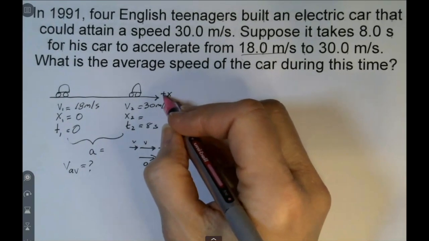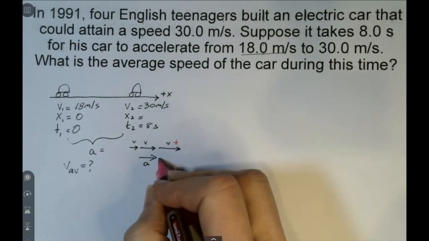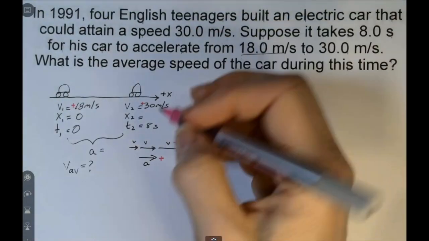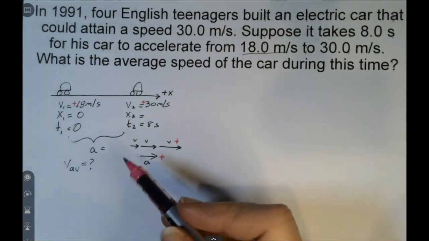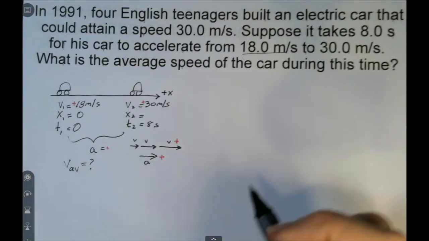This is your axis in the positive direction. That means that velocity is positive and acceleration is positive. So this is positive, this is positive. We don't know acceleration, but if we were looking for it, we would want that to be positive also. These are important things to note. Now we could pick an equation.